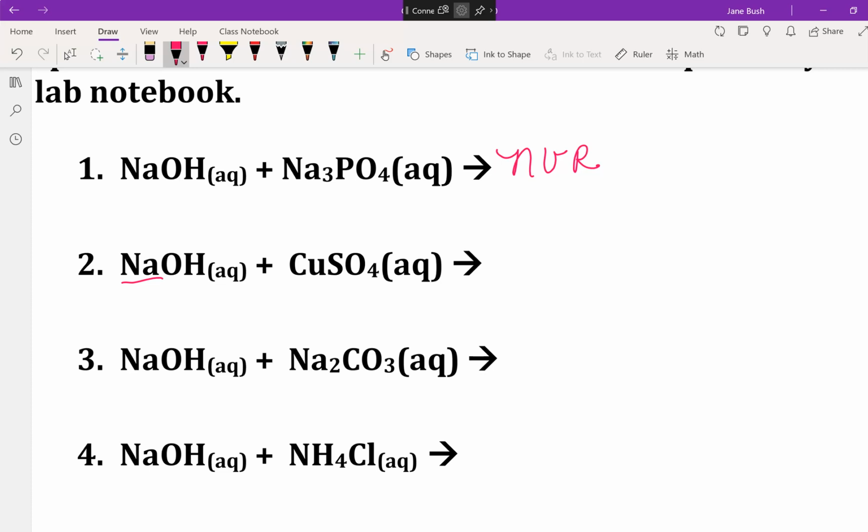Iron 3 chloride plus copper 2 sulfate, we're going to get iron 3 sulfate and copper 2 chloride. So, iron 3 sulfate. Let's look up sulfates. Sulfates are all soluble except for calcium, strontium, barium, lead, mercury, and silver. Does iron fall in this category? No, so therefore this will be soluble, AQ. How about copper 2 chloride?